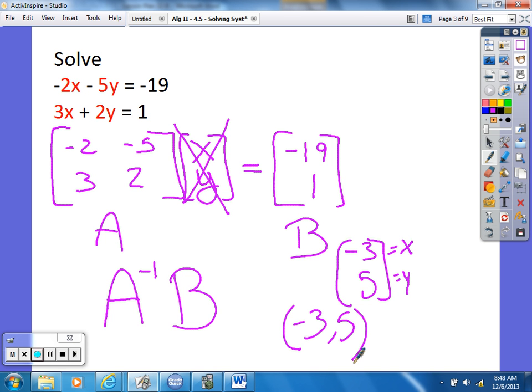That's all the work I had to do to solve that system of equations. Now I always made you check, so let's just check in our head here. 3 times negative 3 is negative 9, plus 2 times 5, which is 10, is negative 9 plus 10, 1. Yes. That's quick and easy, wasn't it? It was. Okay. All right.